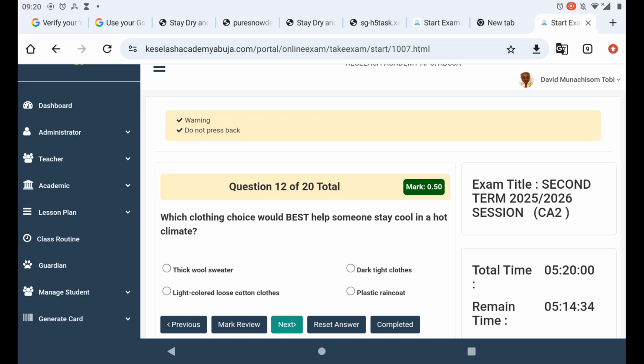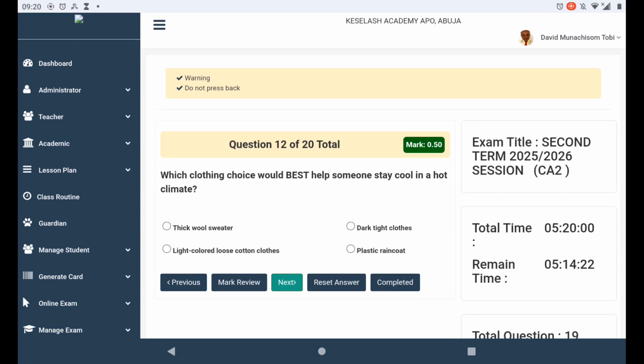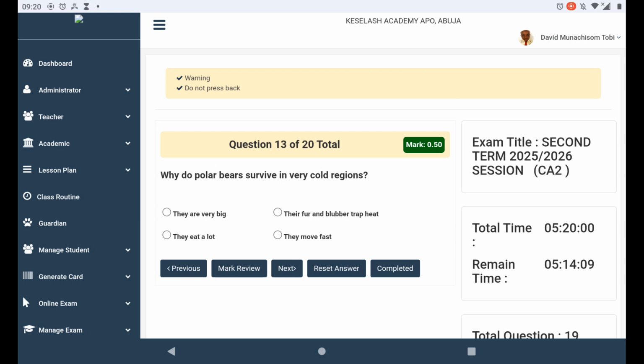Now next one, you'll see which clothing is best to help someone stay cool in hot weather? I think thick sweaters. No, it's thin clothes. Yeah, I think so. Why do polar bears survive in the very cold? I think it's their fur because they have fur.